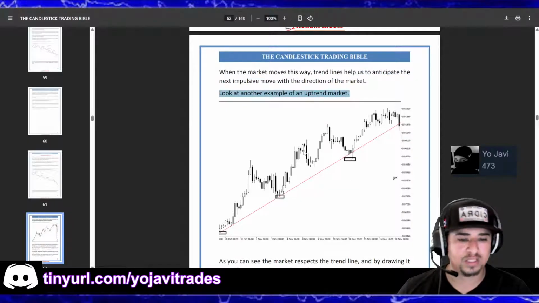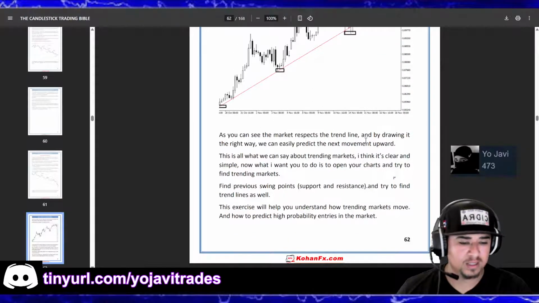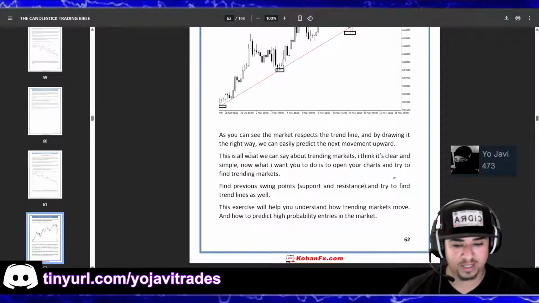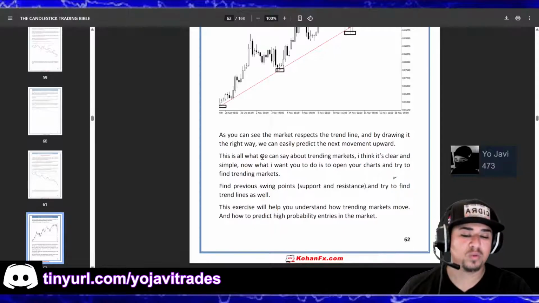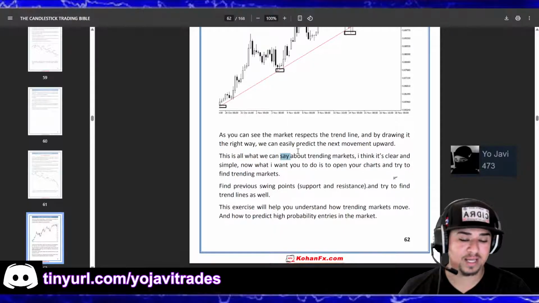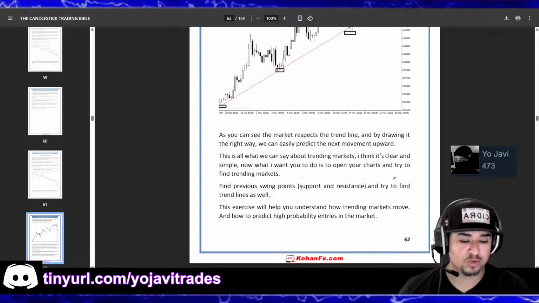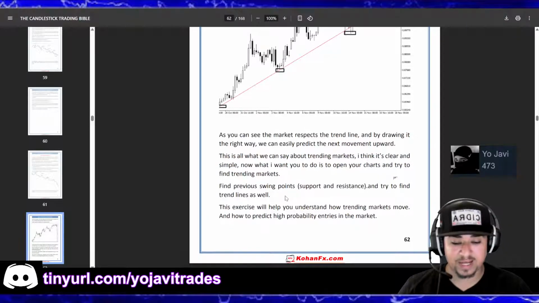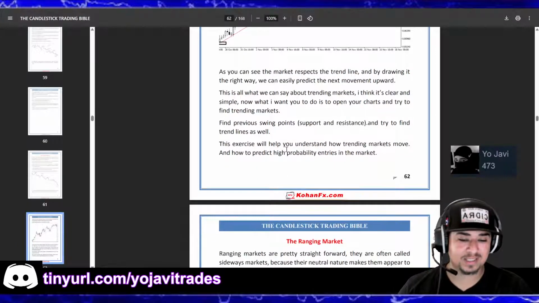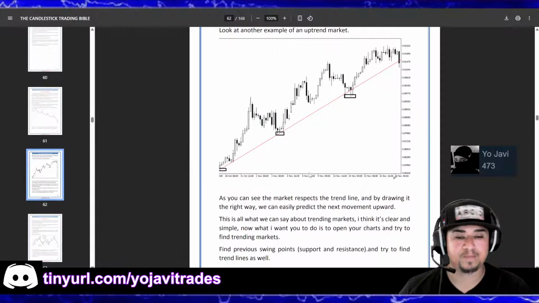So let's look at another example of an uptrend market. By drawing it the right way, we could easily predict the next movement upward. This is all we can say about trending markets. I think it's clear and simple. Now what I want you to do is open your charts and try to find trending markets, find previous swing points, support and resistance, and try to find trend lines as well. This exercise will help you understand how trending markets move and how to predict high probability entries in the market.